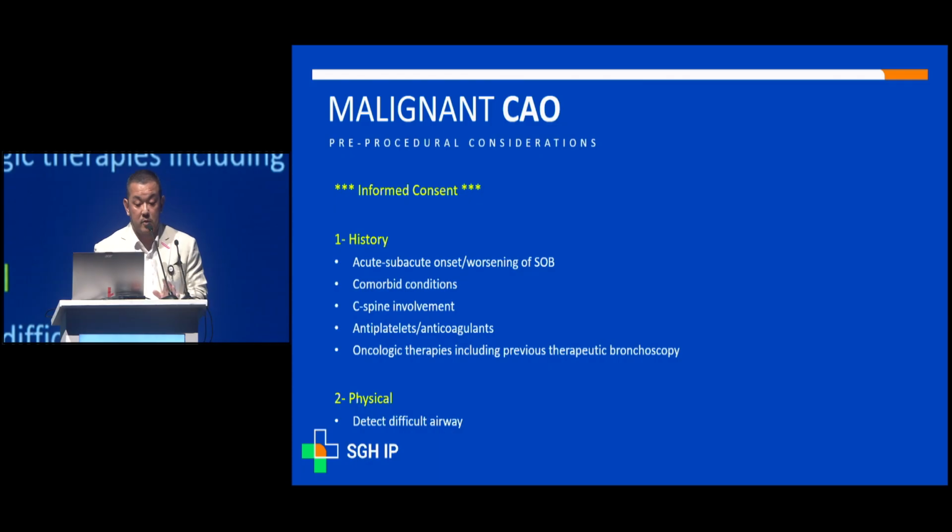Moving on to more detailed pre-procedural considerations, obviously informed consent is pivotal, followed by a history: whether there is acute or subacute onset of bleeding, acute onset of shortness of breath, comorbid conditions, C-spine involvement, antiplatelets, anticoagulants, as well as the oncologic therapies that have been given. On physical exam, we just have to make sure that the patient doesn't have a difficult airway, or if the patient has a potentially difficult airway, we have to make some preparation.